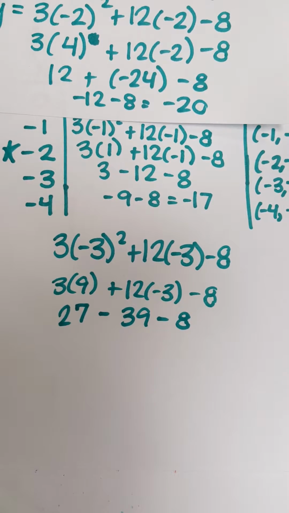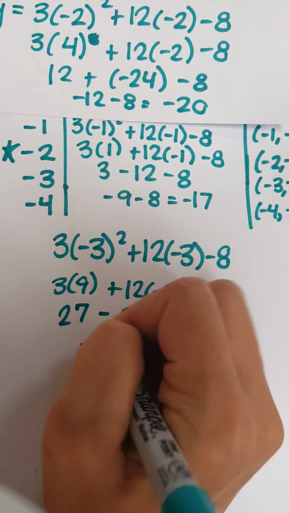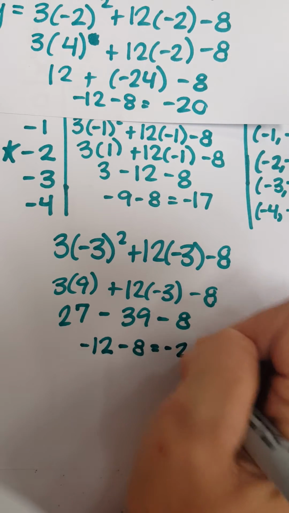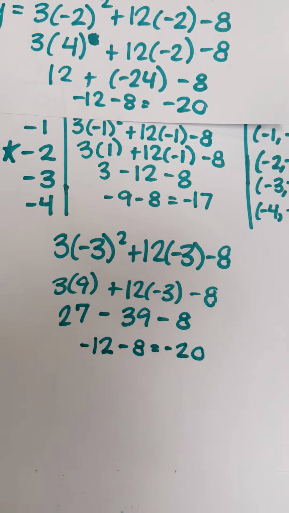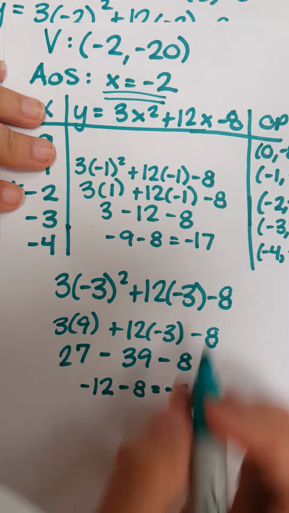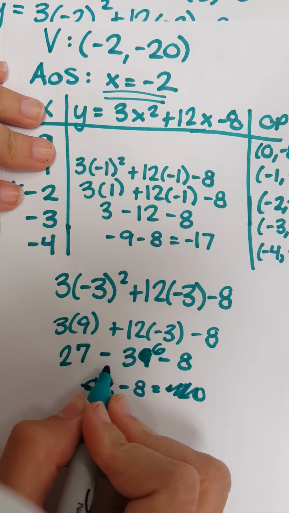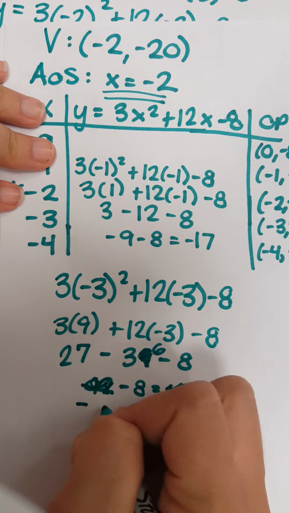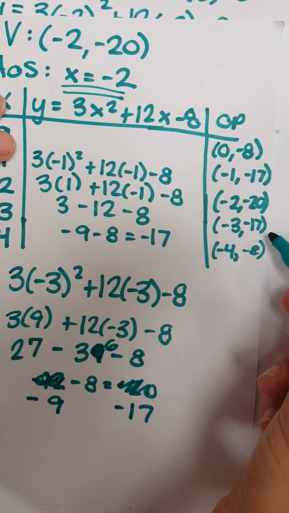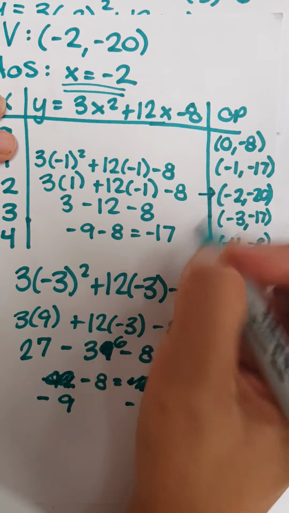What did I do wrong here? 27 minus 39 is -12, right? Oh, I see. Whoops, I see what I did wrong. So, I knew I made a mistake. This should be 36, right? Okay, so 27 minus 36 is -9, minus 8 is -17, and did we get (-3, -17)? Yeah, right there.